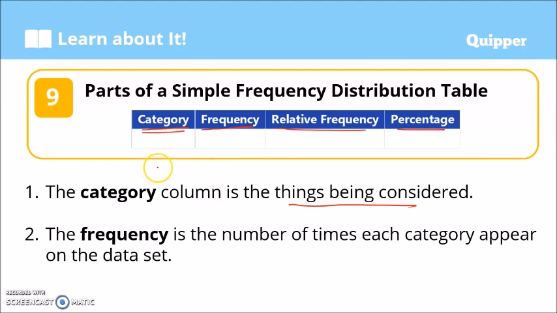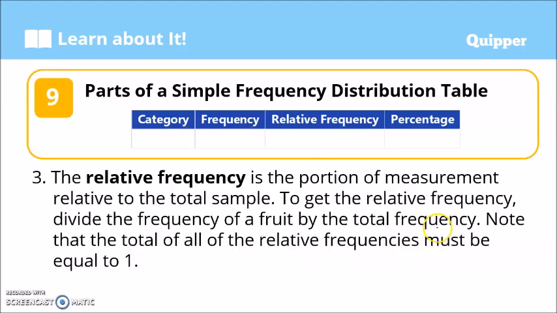Okay, female, male. Kung color naman, black, brown, red. So, those are the categories. Next, we have frequency. It is the number of times each category appears on the data set. Halimbawa, kung male or female, ilang male? Halimbawa, 5. Ilang female? Halimbawa, 11. Okay, so that's frequency. The number of times each category appears on the data set.